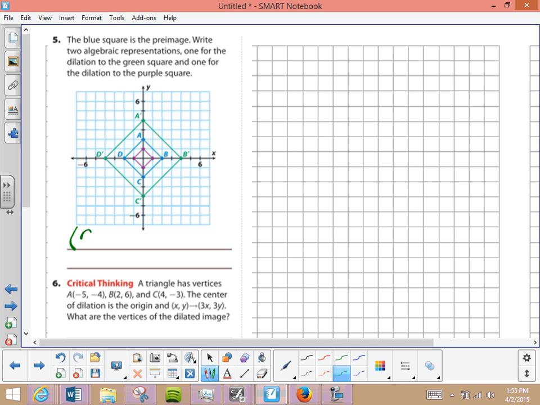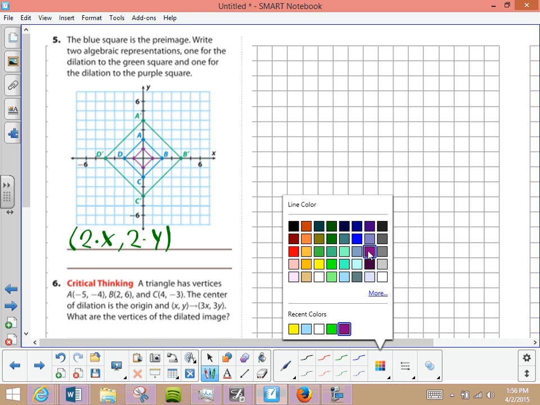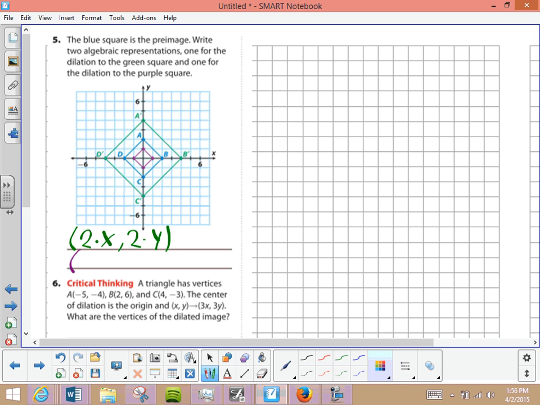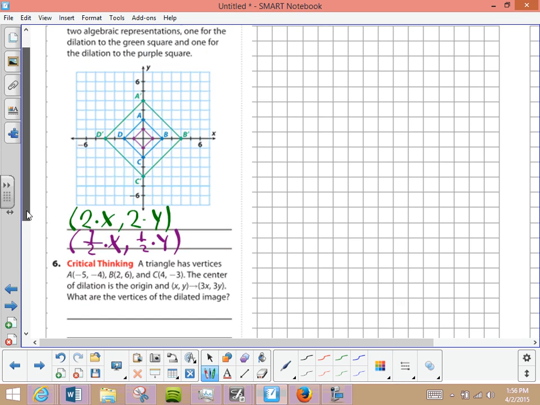Okay, 2 times x and 2 times y, right? That's the rule basically, and that's all it does. What about for the purple one? You can do 1/2 times x, and then 1/2 times y, and that's the rule for the purple one. And that's it. Very simple, right? Not overly complicated, just simple enough to understand.